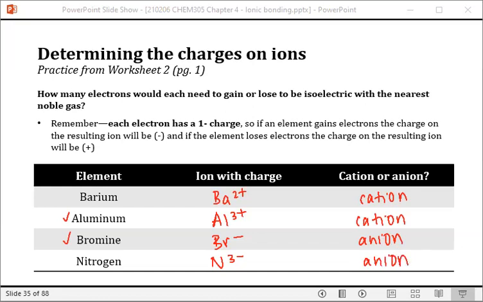So you'll get some more practice doing this in worksheet 2. On page 1, this is what it wants you to do: to come up with the element, the ion, with the proper symbol to show the charge, and then whether it's a cation or an anion.